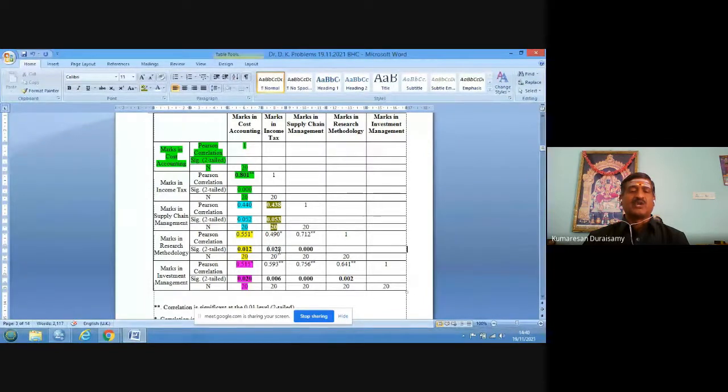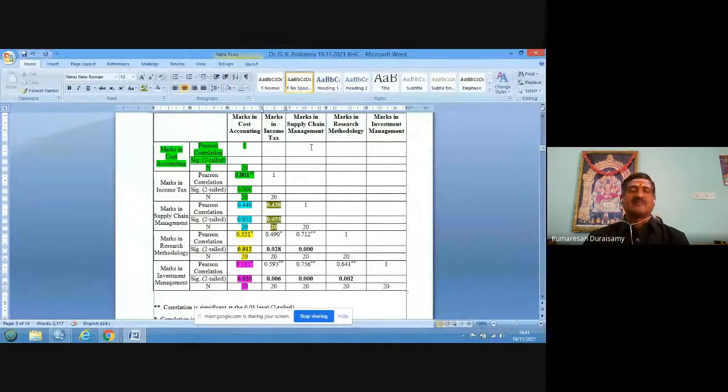The p-value is 0.028, so there is a significant correlation at 5% level. The R value, that is the coefficient, is 49%. Similarly, for income tax versus investment management, the p-value is 0.006. It is significant at 1%, and the R value is 59%, 59.3% relationship.